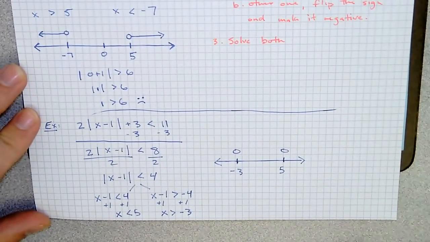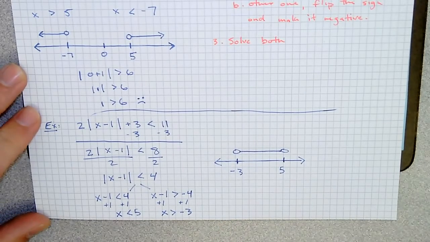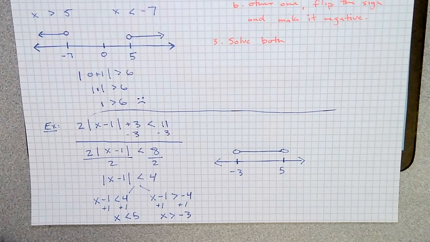Using open dots again. Okay, so on a number line, it shows that my solution is going to be any number greater than -3, but also less than +5.